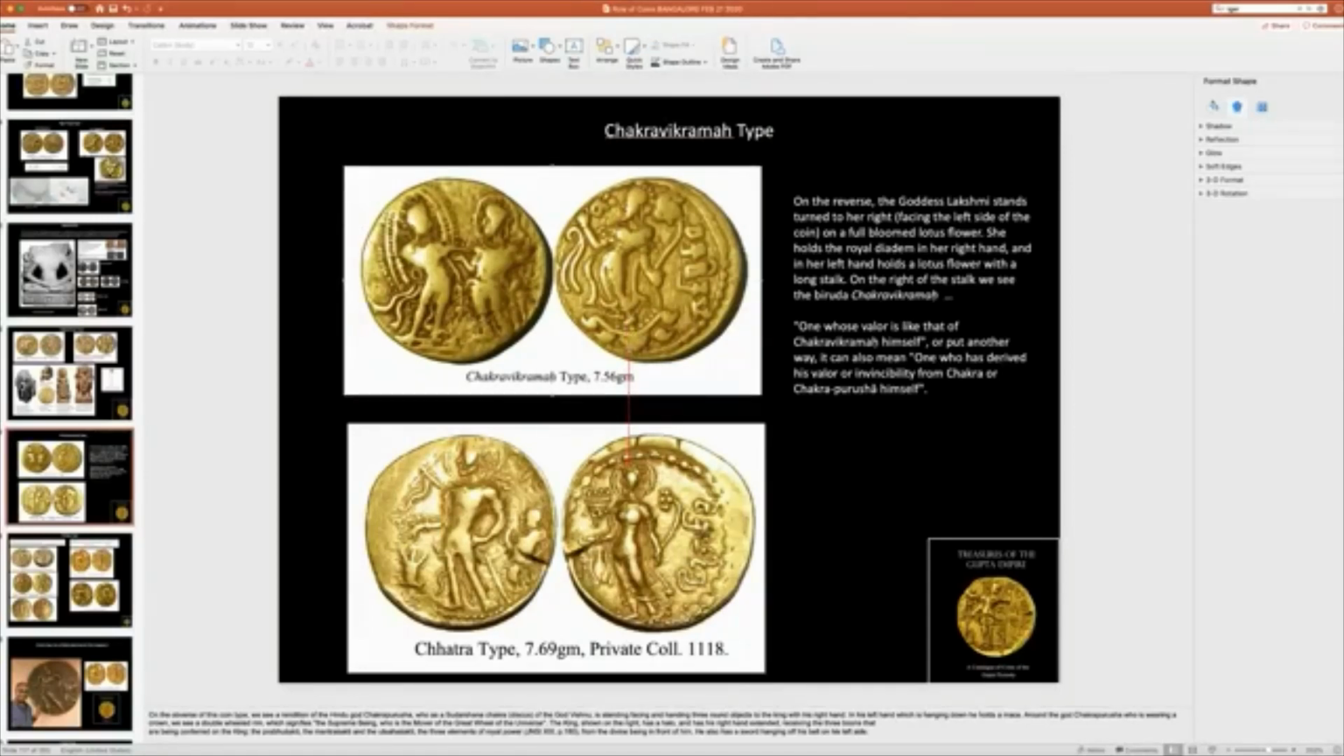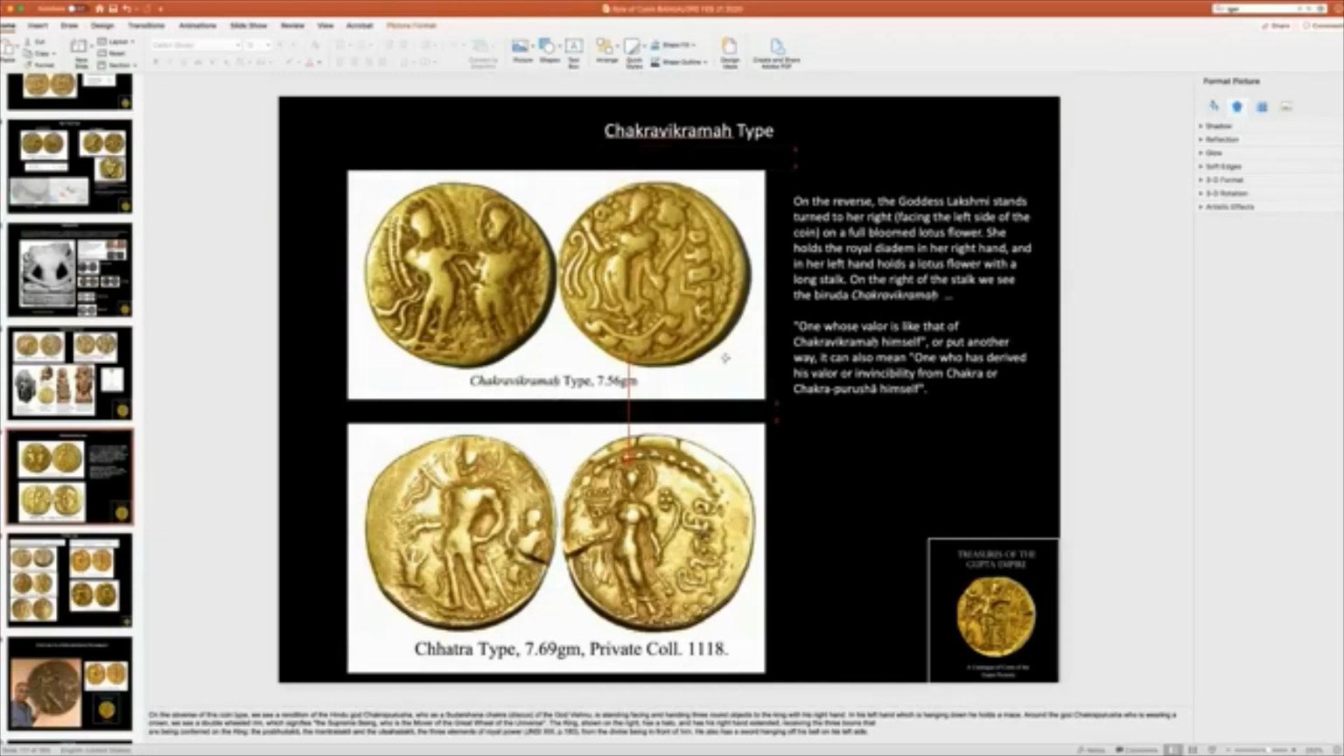And if you have not downloaded the chapter on metrology, which talks about the metal content of the Gupta coins, this big study that I did for the book, it is available online for free under the academia.edu website. So please feel free to download that. That'll help you also understand a lot about the Gupta gold coins.